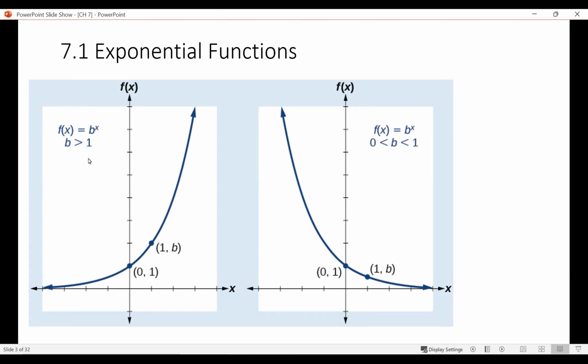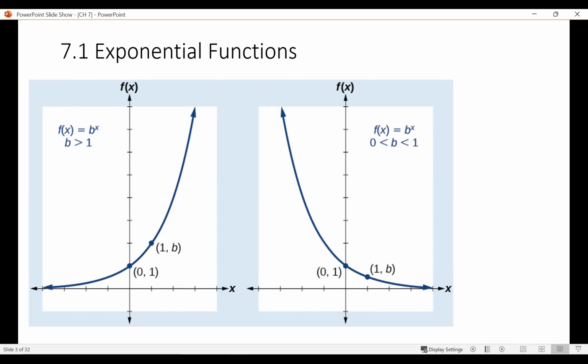If, again, our base is greater than 1, then it exponentially grows as x increases. But if our base is smaller than 1, yet still greater than 0, we're going to exponentially decay, because you can imagine when you multiply repeatedly by a number less than 1, you keep getting smaller and smaller.